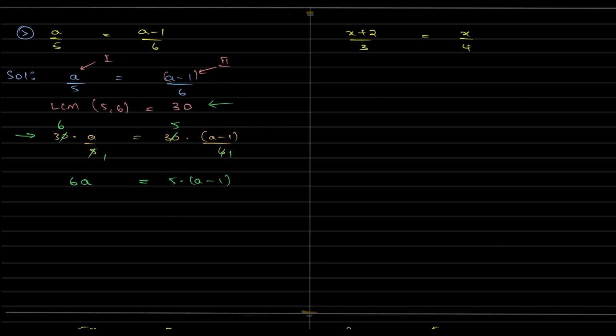Okay. So we are looking at 6a is equal to 5 times of a minus 1. So 6a is equal to 5 times of something, that is 5a minus 5. How did I do this? This is with distributive property, is it not? Right? So till now, what did we see?